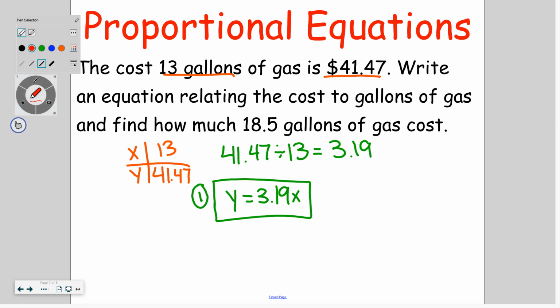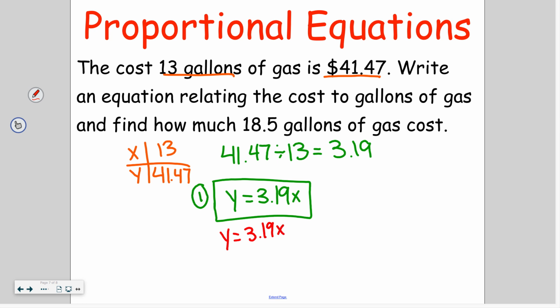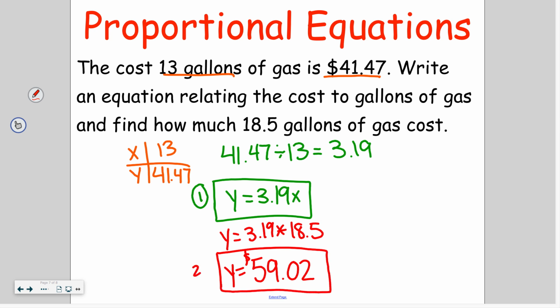And then for the second part of our answer, it asks us to find out how much 18.5 gallons will cost. So we're going to plug it in and say y is equal to 3.19 times 18.5, which gives us an answer of $59.02. The original answer is 59.015, making sure because the 5 tells us to round up. We round up to 2 decimal places, and we have our unit on there.